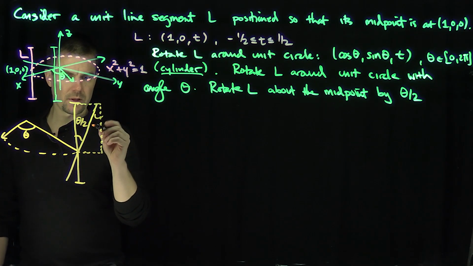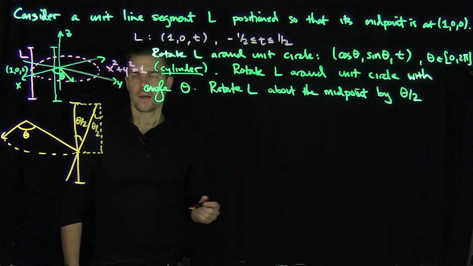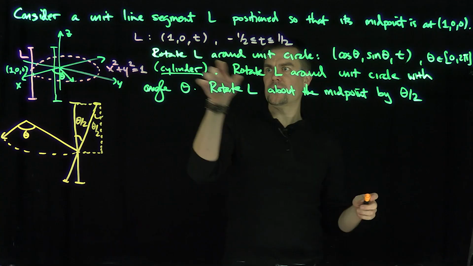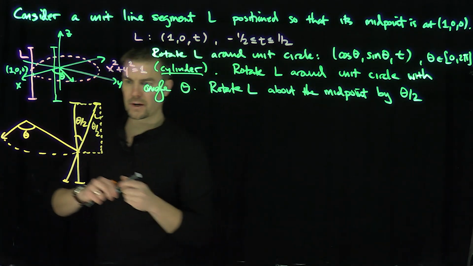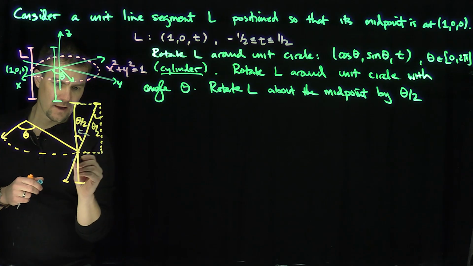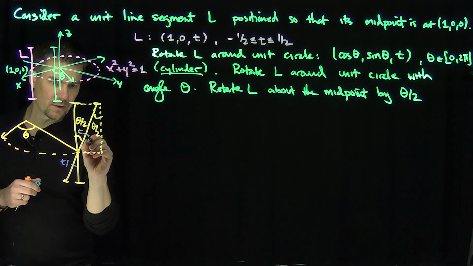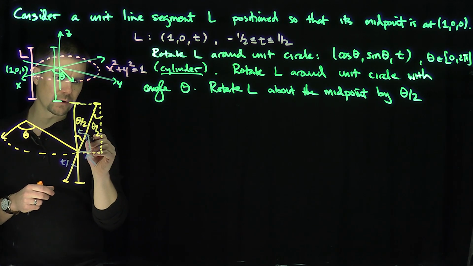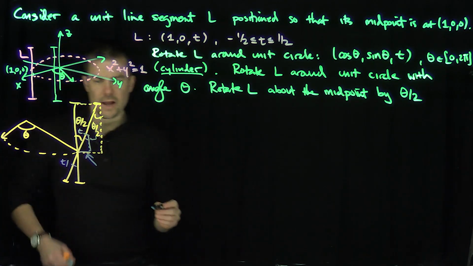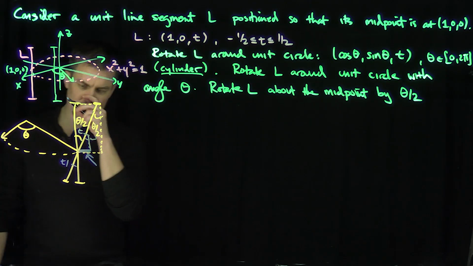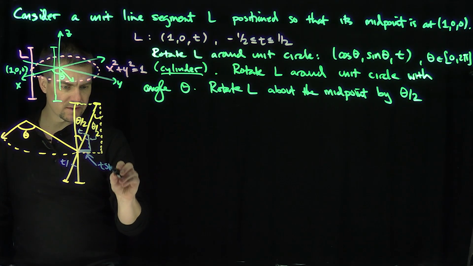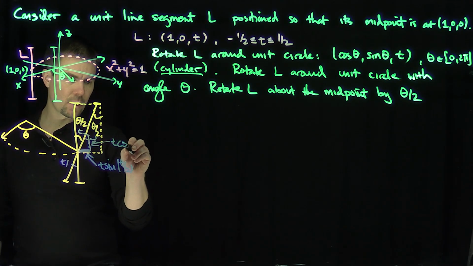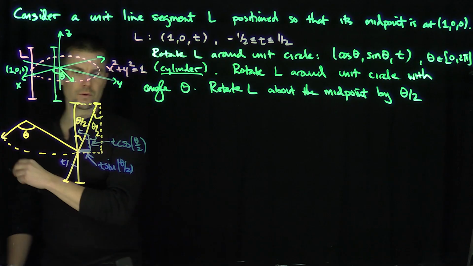And then this angle over here is also theta over 2. If I parameterize this line segment as a unit line segment by t, then this length over here is t, and we get these configurations. This side length is also going to have theta over 2 there. And so what are these side lengths? This horizontal side length is going to be t sine of theta over 2. And then this length over here is going to be t cosine of theta over 2.